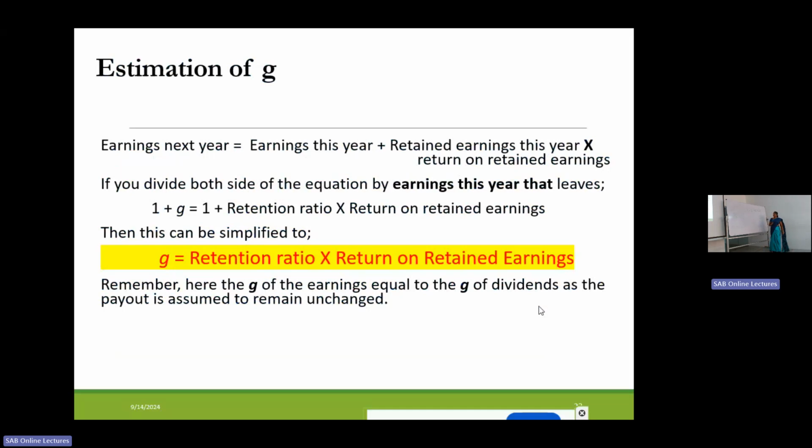If you divide both sides of this formula by earnings this year, that is both sides by E0, since this term is also earnings this year, it will be like this. Then you can solve this. There is a trade-off from E0 to E0, so it will become 1.